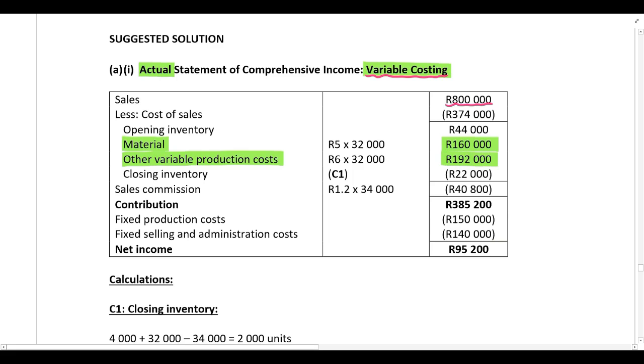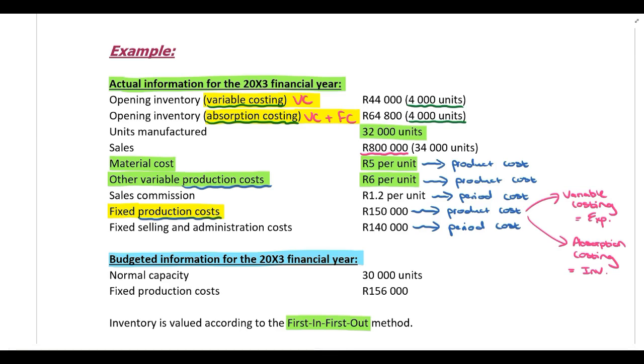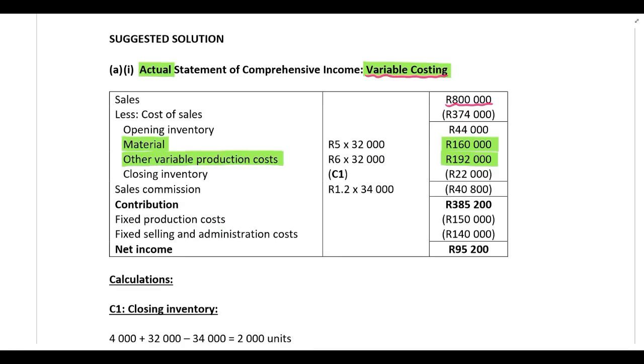Please note, this is variable costing, so your fixed production cost over here of 150,000 Rand is not included in the value of inventory, and instead it is just expensed in the period incurred. So you'll see right at the bottom, below contribution, we have our fixed production costs of 150,000 Rand. So not included under cost of sales because this is variable costing. Instead, this cost is expensed in the period incurred.